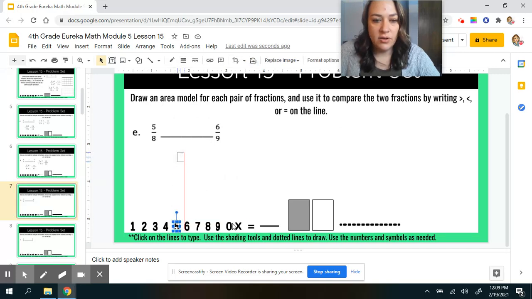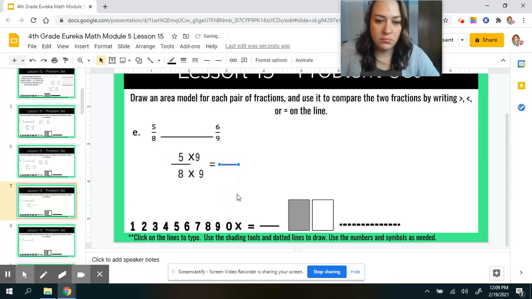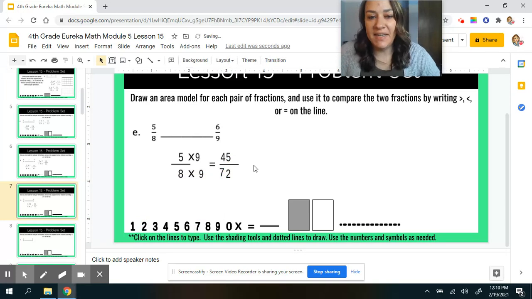All right, so 5/8, 6/9. 5/8, I'm going to take our numerator and denominator, times it by 9. This is going to give us a large one as well, a large denominator. Times 9, times 9. All right, 5 times 9 gives us 45. 8 times 9 gives us 72. So 5/8 is equal to 45/72.